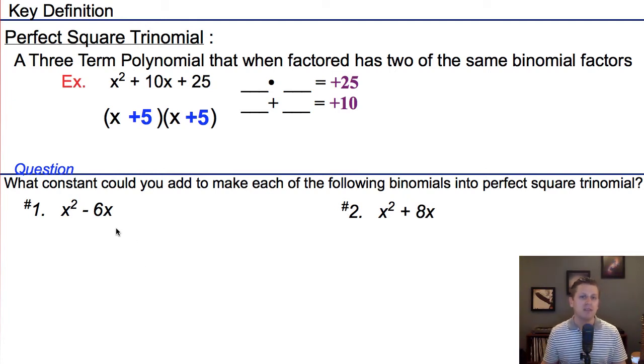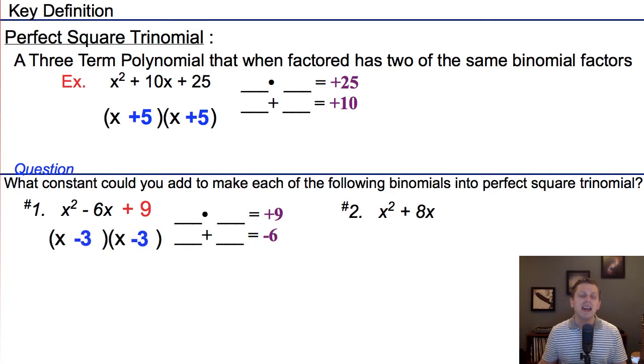and add it to the trinomial. Here I can see the b value is negative 6. Half of that would be negative 3, and when I square negative 3, I would get 9. Adding 9 to this creates a perfect square trinomial. Why? Well, think about it now. I need two numbers that multiply to 9 but add to negative 6. Those numbers would be negative 3 and negative 3. Hence, x squared minus 6x plus 9 is a perfect square trinomial.